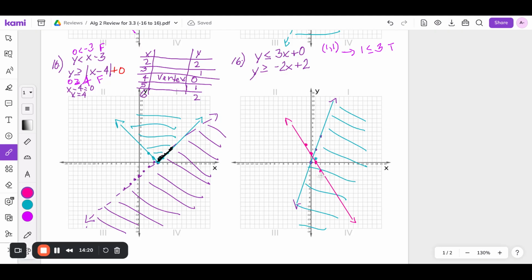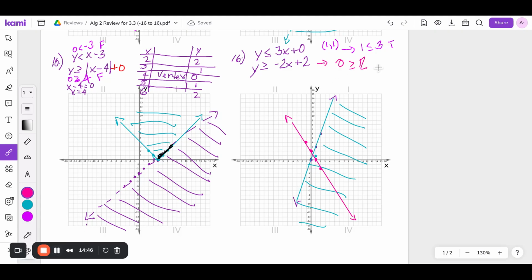And this one does not pass through 0, 0, so I'm going to test 0, 0. And I'll put a 0 in for y, bigger than or equal to negative 2x plus 2. When I put the 0 in here, that's 0 plus 2. Is 0 bigger than or equal to 2? So again, is 0 bigger than or equal to 2? 0 is not bigger than 2, and it is not equal to 2. So that is false. So because that's false, that is not in the shaded region. So we're going to shade this side.